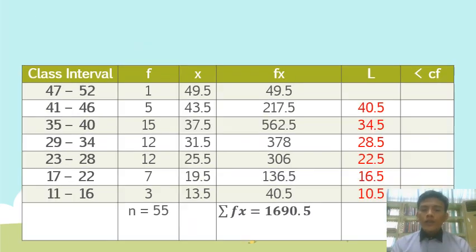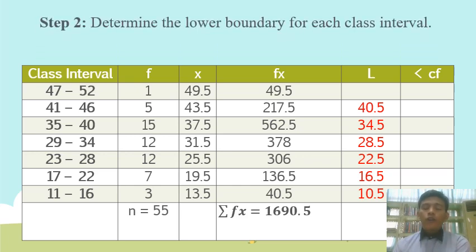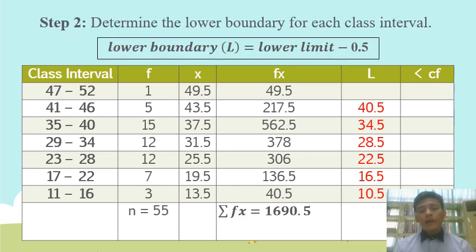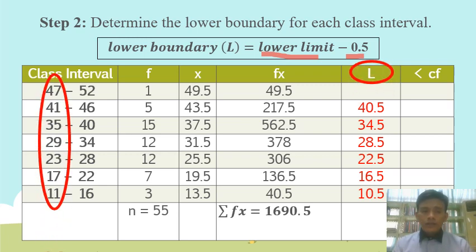Step 2, we need to determine the lower boundary for each class interval. In getting the lower boundary, that will be the lower limit minus 0.5. This will be the lower boundary column, and this will be our lower limit found at the left side: 47, 41, 35, 29, 23, 17, 11. These are the lower limits.